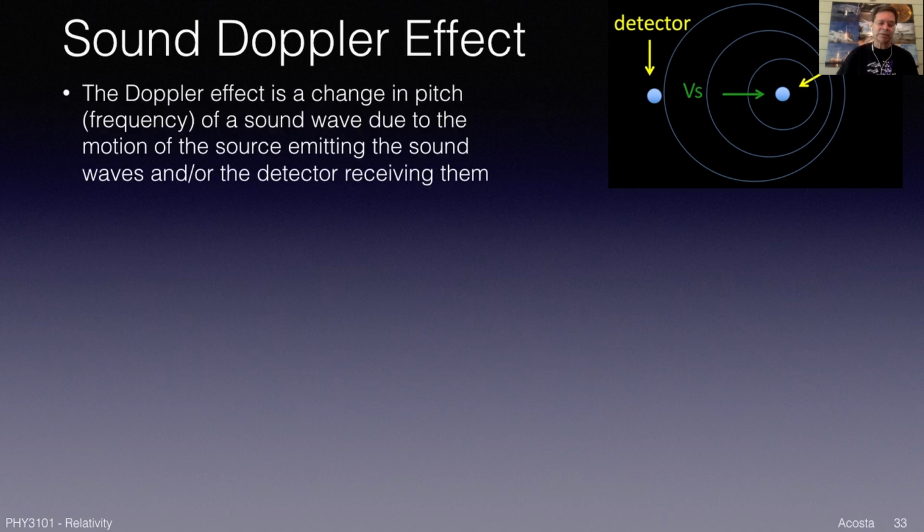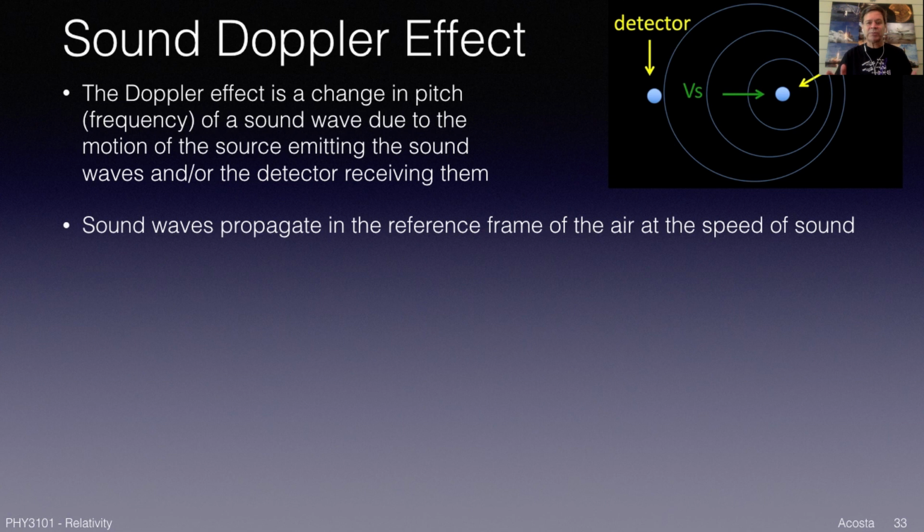Now, what is the Doppler effect? Well, that is a change in pitch, that is a change in the frequency of a sound wave due to the motion of the source emitting the sound waves and or the motion of the detector receiving them. So if either move, it will change the pitch that you hear relative to the pitch in the reference frame of that emitter, that source.